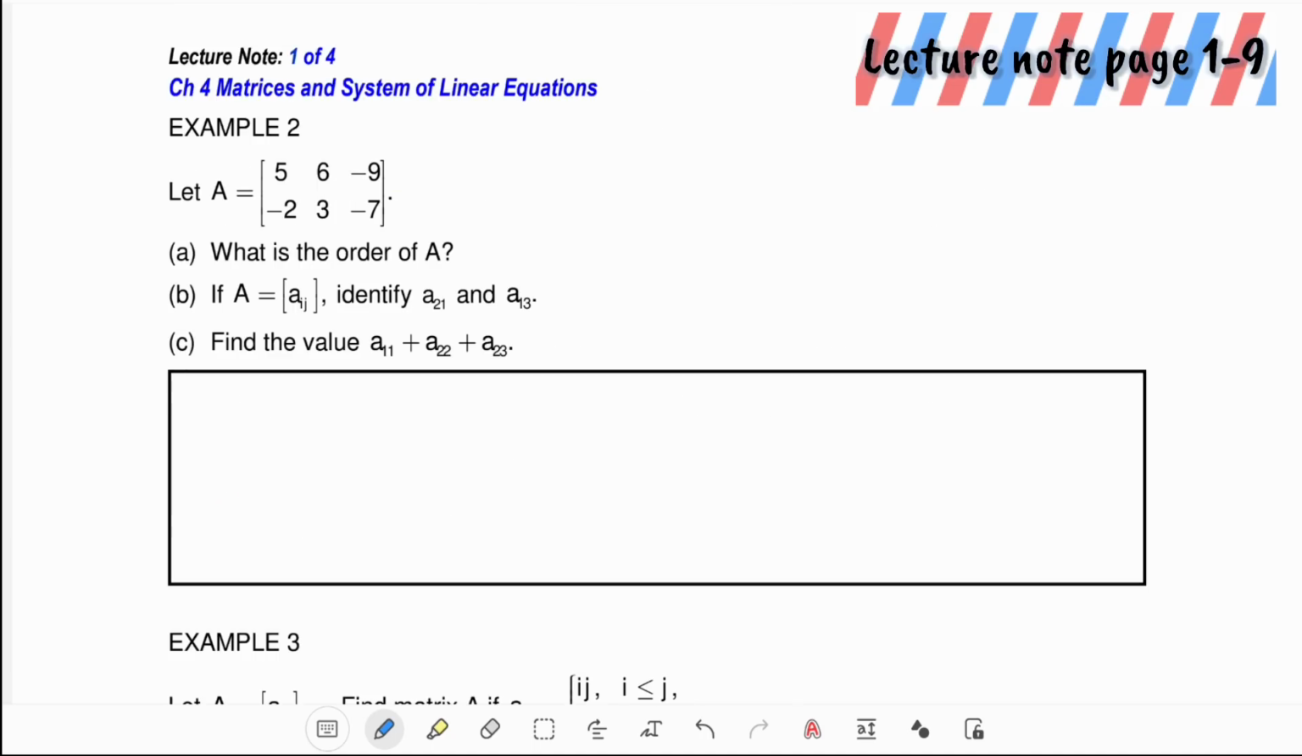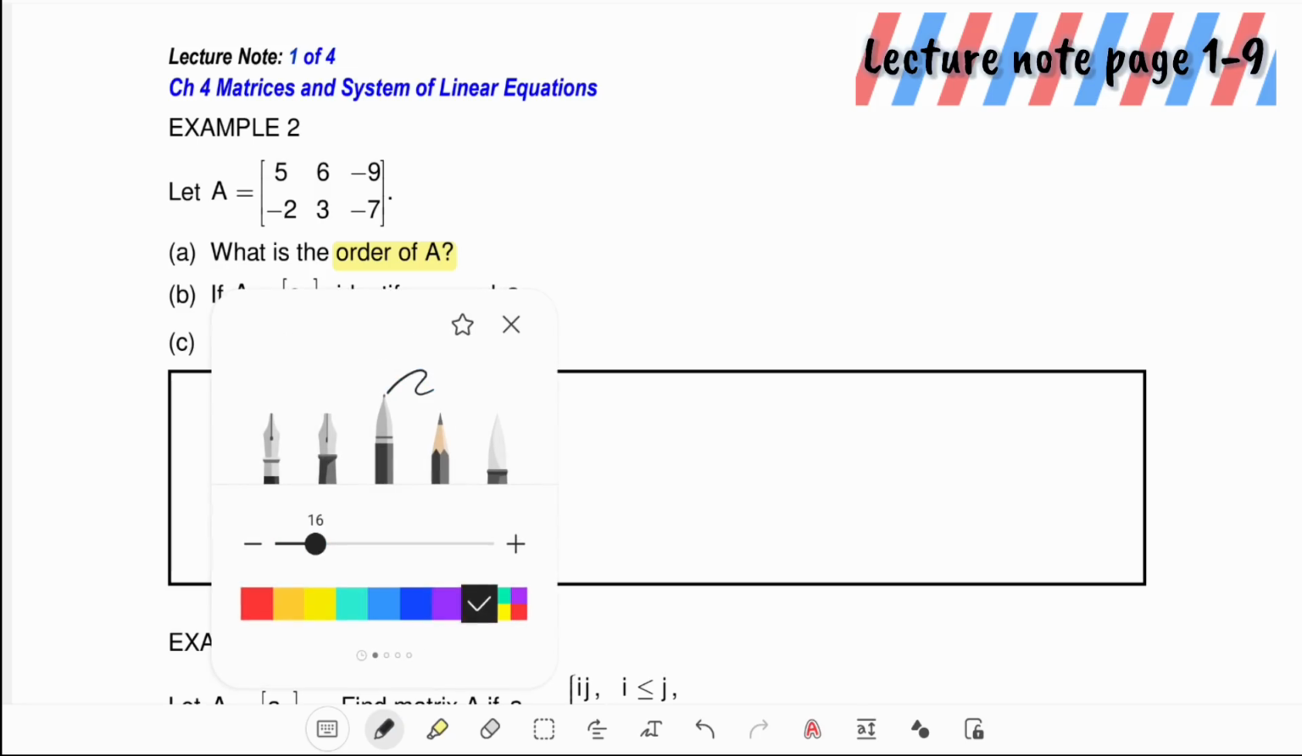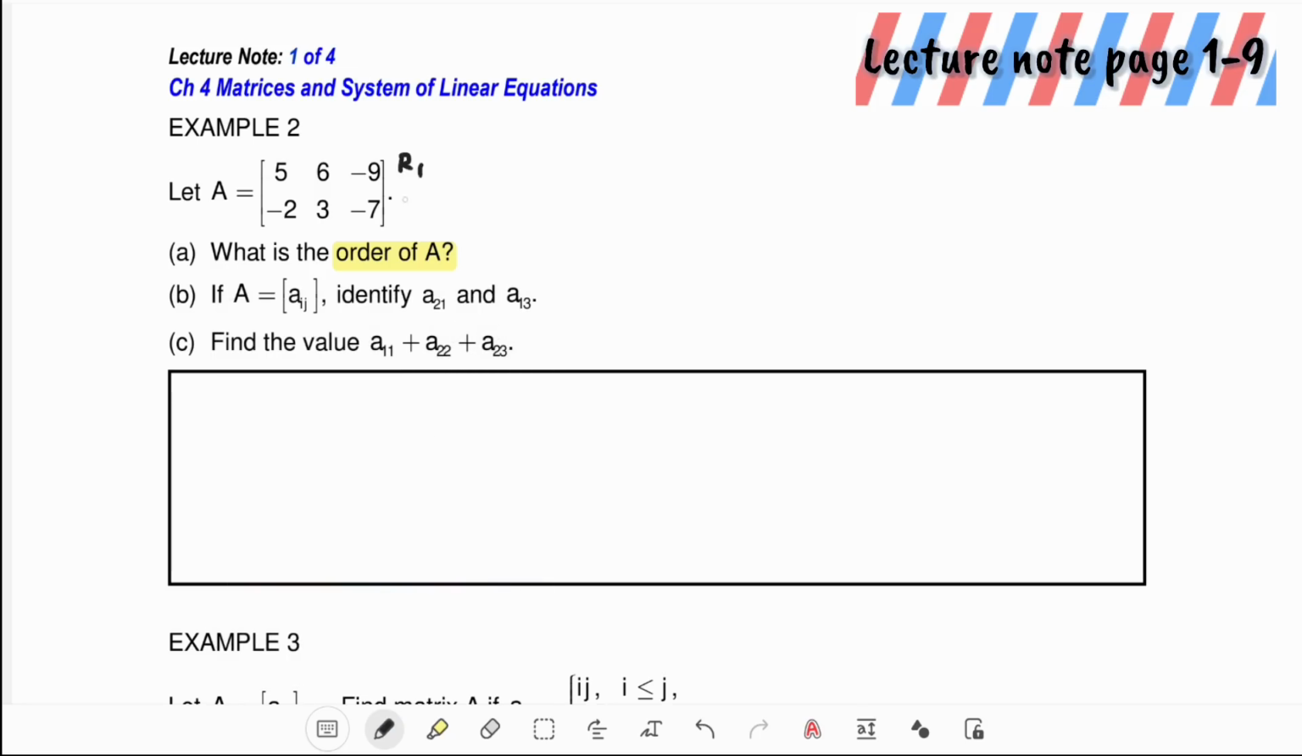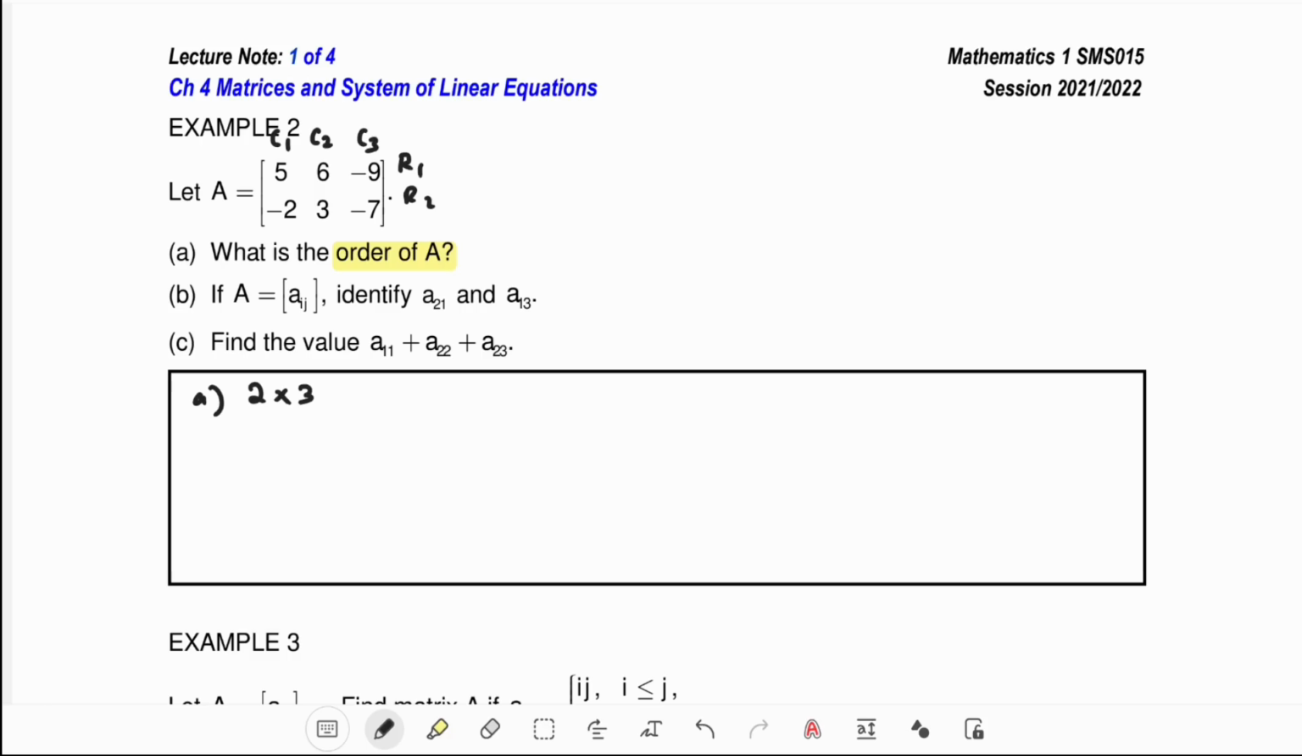Now we are going to proceed with example 2. You are given the matrix A with its entries. The first question asks for the order of A. What you need to do is identify how many rows and how many columns we have here. We have the first row, second row, and the first, second and third columns. So the order of matrix A is 2 by 3. It must start with the number of rows first and continue with the number of columns.